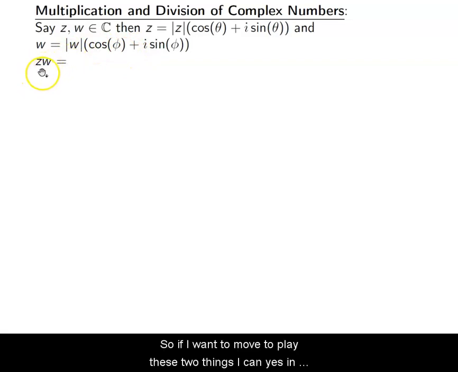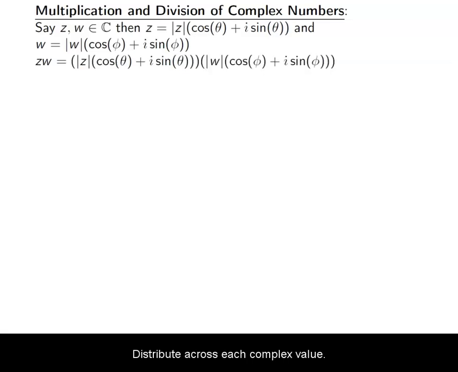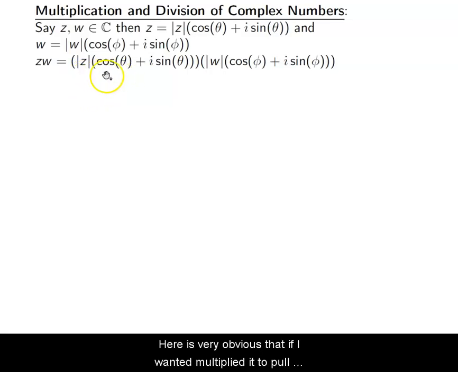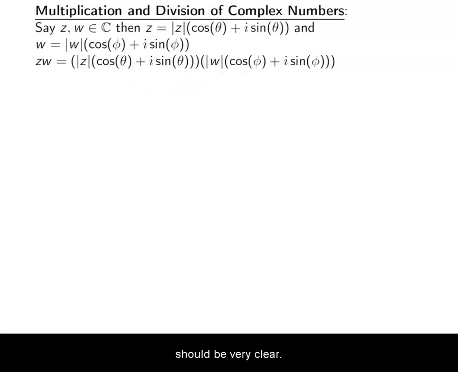So if I want to multiply these two things, I can, yes, in fact, take z and multiply it times w and distribute across each complex value, right? Or I can multiply their polar forms. Now, here it's very obvious that if I want to multiply these two polar forms, I'm still going to have to do some distributions. I'll leave that to you if you want to do it, okay? But it should be very clear, or it shouldn't be very clear. It's not very obvious, to be honest.